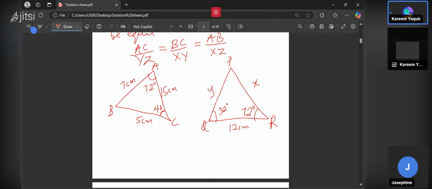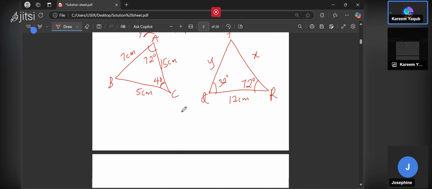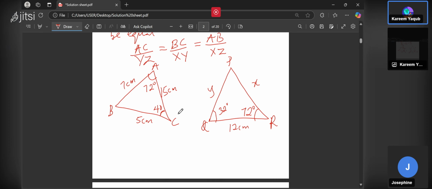So the same process. The first step, step one, is to identify the corresponding sides. How are you going to do that? You are going to do that if all the three angles are known. If all three angles are not known, you might find it difficult.